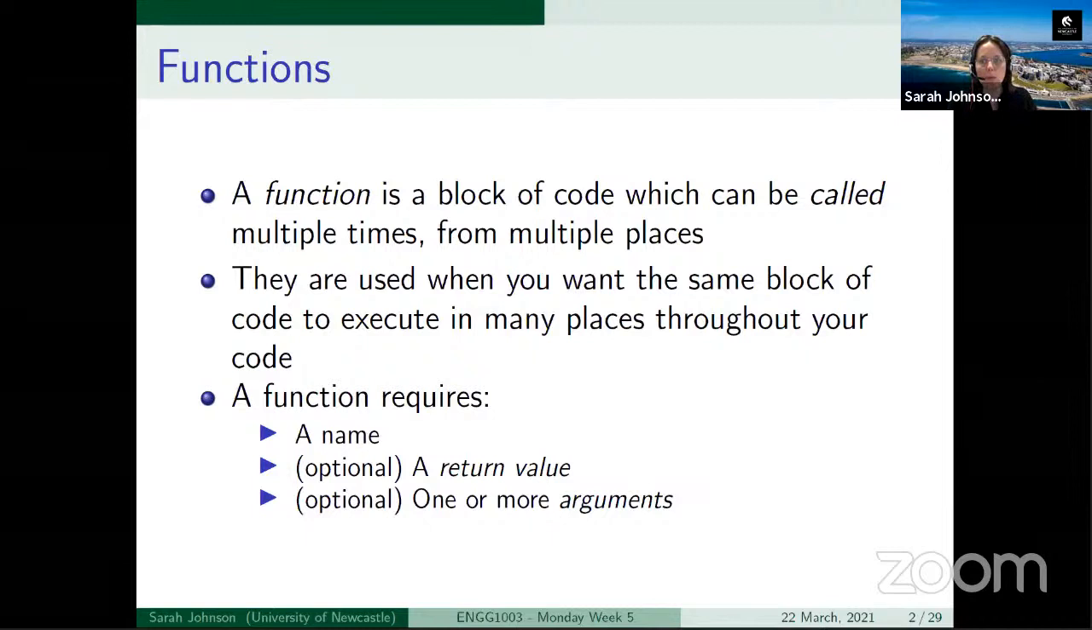Now, a lot of functions have a return value, which means that when you call the function, it does something and then returns something back to the main code that's of use to the rest of the code. And a lot of functions have arguments, which are values you give the function in order for it to be able to calculate or to do the task that you want the function to do. And we'll see some examples of this as we go through.